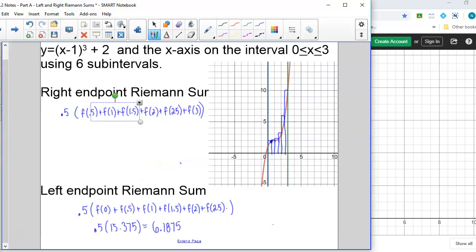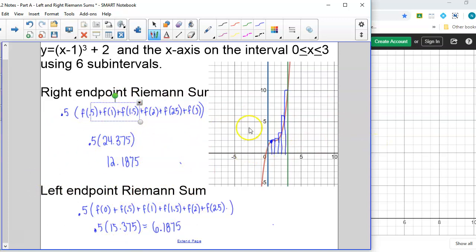24.375. So I've got 0.5 times 24.375, and that is going to give me 12.1875. Okay, questions? Okay. So this is the general idea.